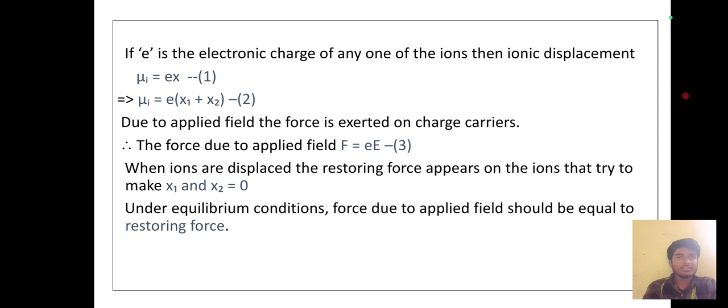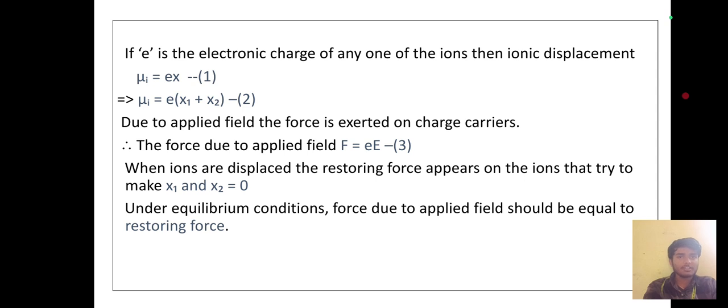If e is the electronic charge of any of the ions, then the ionic dipole moment mu_i equals e x. This is equation 1. That simply gives mu_i equal to e into (x1 plus x2). This is equation 2. Due to the applied field, a force is exerted on the charge carriers. Therefore, the force due to the applied field F equals e into E. This is equation 3.